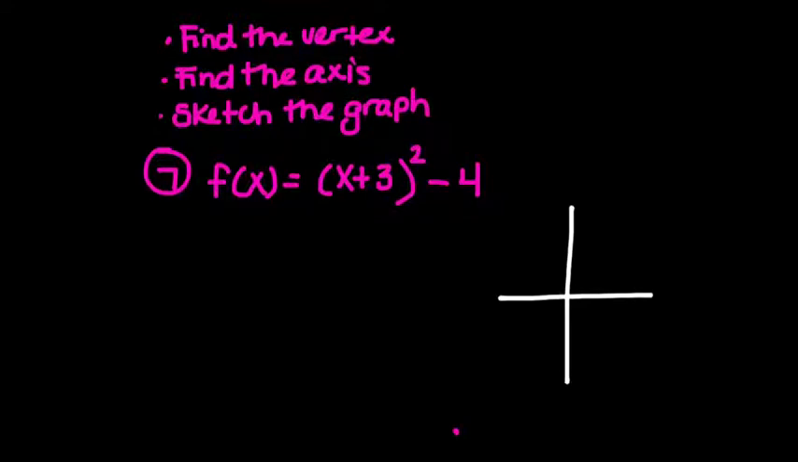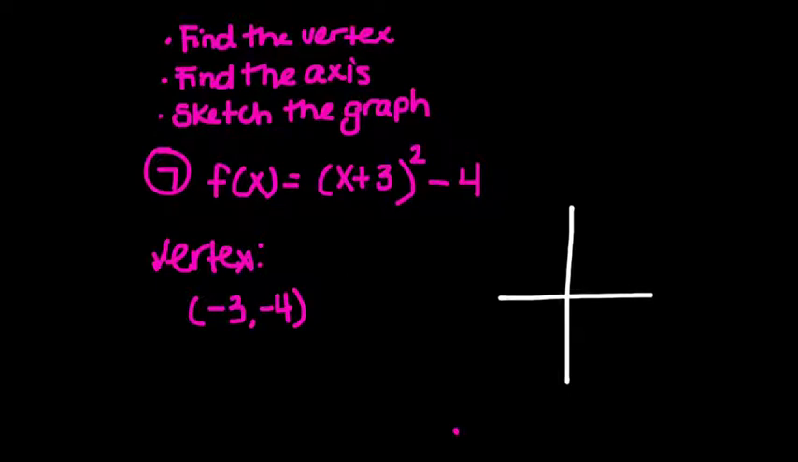This equation is already written in vertex form, so we know that the x-coordinate of the vertex is what we get when we take the opposite of what's written with the x, and the y-coordinate is the number that's written by itself outside, and these come from those properties of shifting. So the vertex will just be the point -3, -4. And again, that comes from the shifting properties that we looked at before.